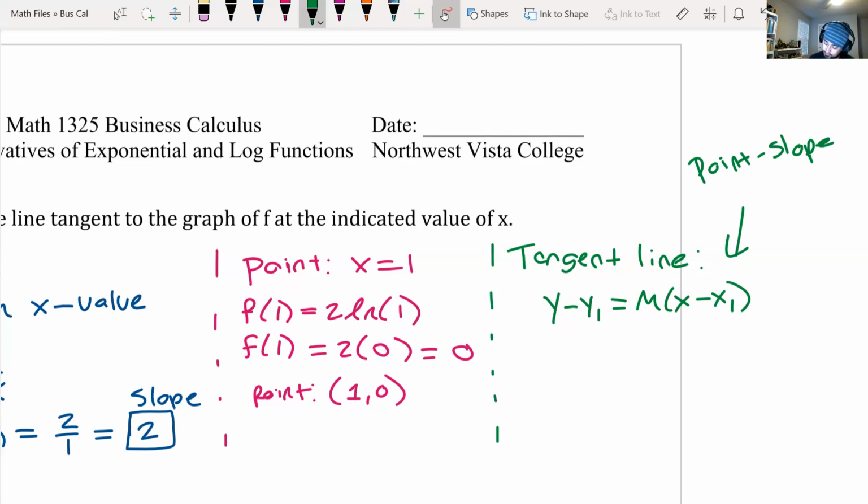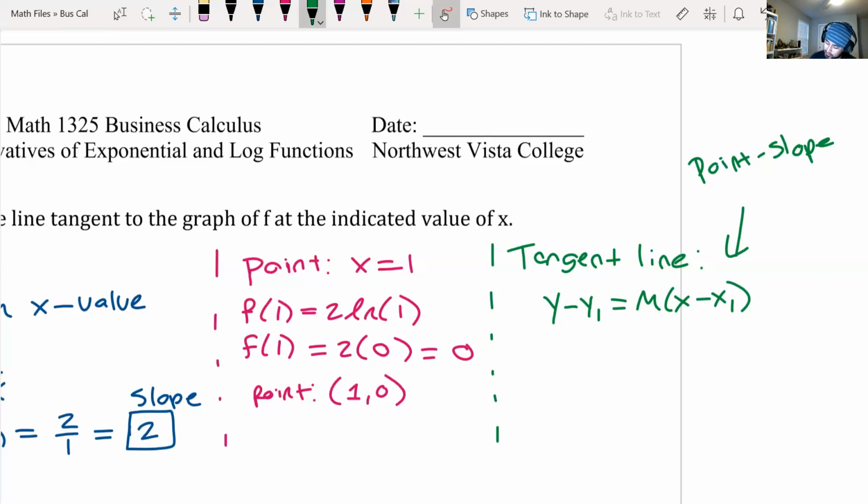Sorry, would they ever, on problems, give us y equals, let's say 2, versus right now we have x equals 1, or do they always give us the x point? They'll always give you the x point, but if they gave you the y point, you should know how to solve for that. It'd be a little more complicated with the logs, but if you plug in y, you'll get an x. But you won't get anything like that, not in this class.